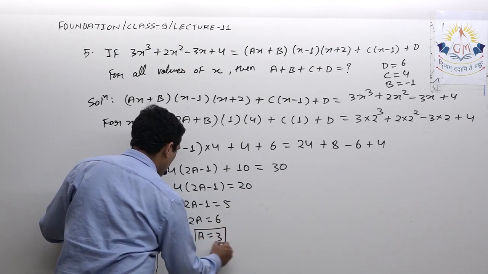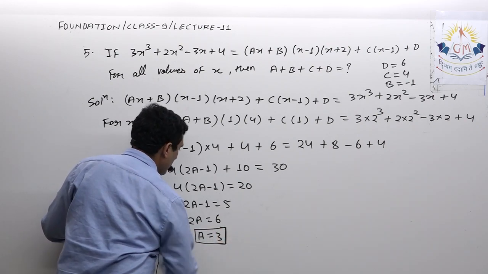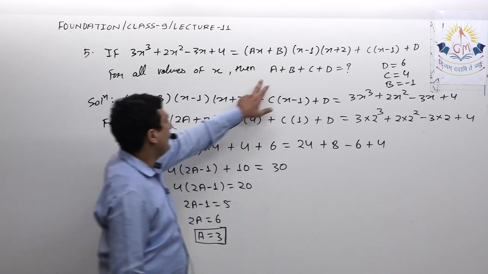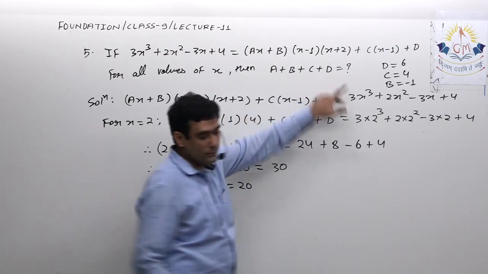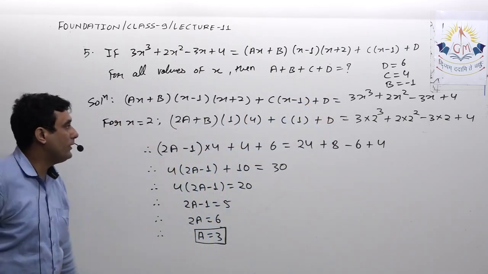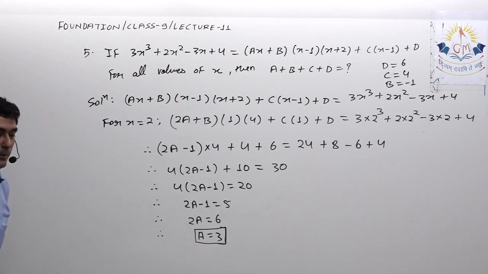So here we got the values of all 4 variables. Now the only thing that you have to do is add these, because we have to find a plus b plus c plus d. So note it down, as well as try to get the value of that a plus b plus c plus d.